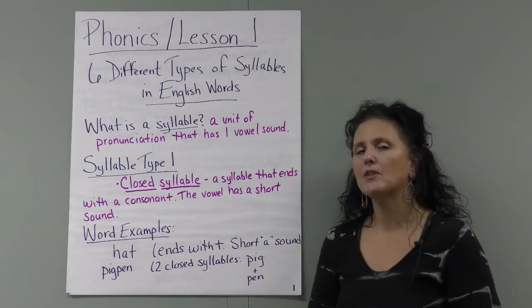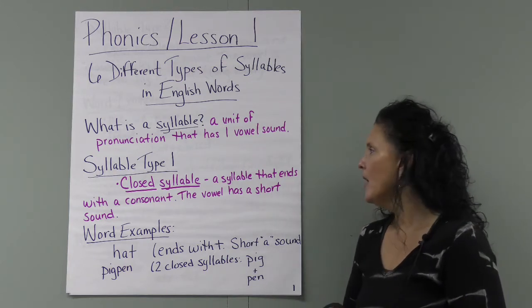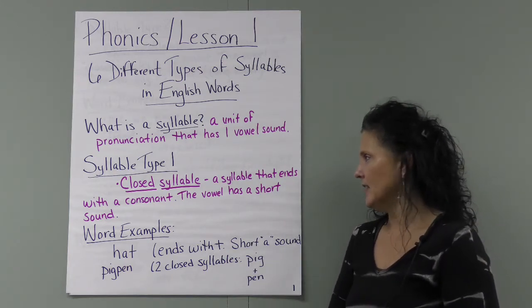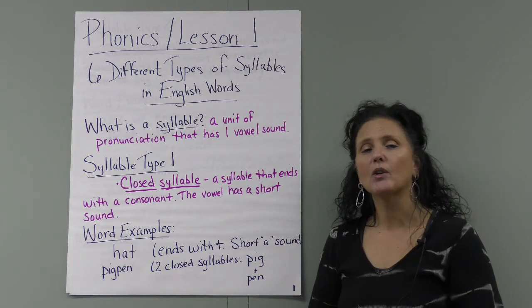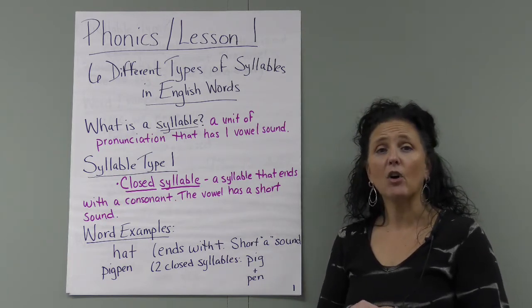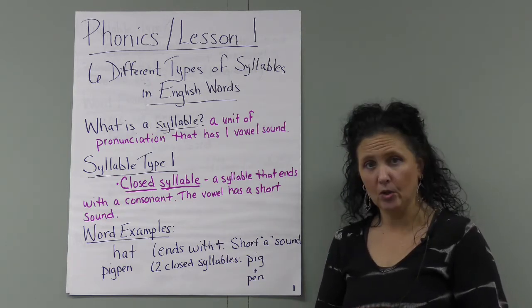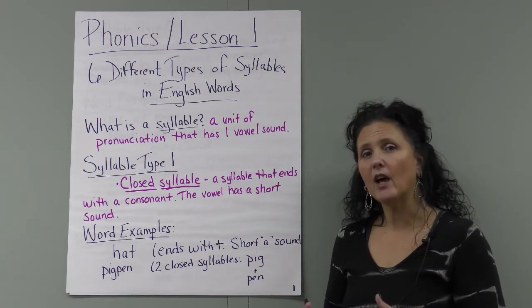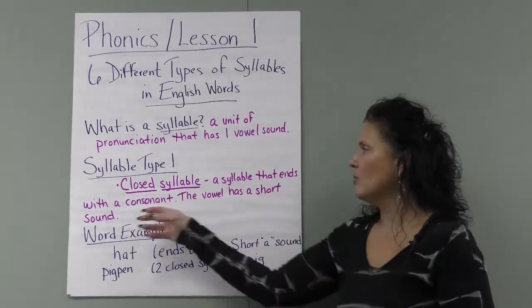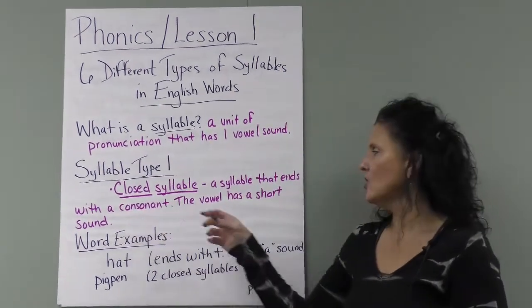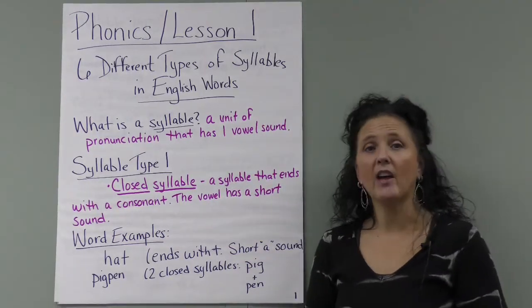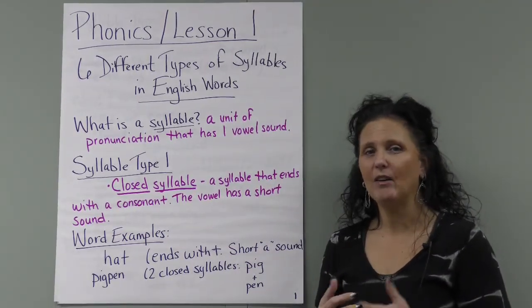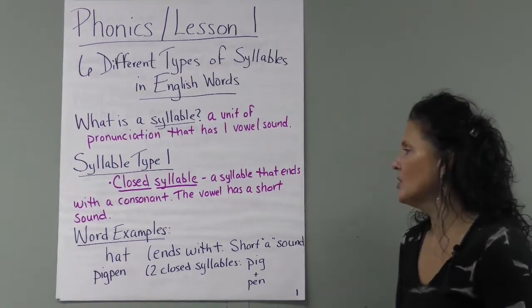So the first type is called a closed syllable. It's a syllable that ends with a consonant, and the vowel has a short sound. You know vowels are A, E, I, O, and U, and consonants are the other letters, right? So this is going to end with one of those other letters, and it's going to have a short sound, like ah for A or ih for I, right? So here are some examples.